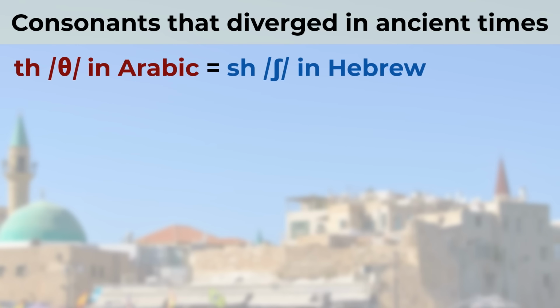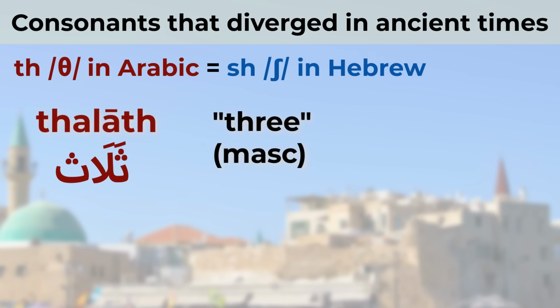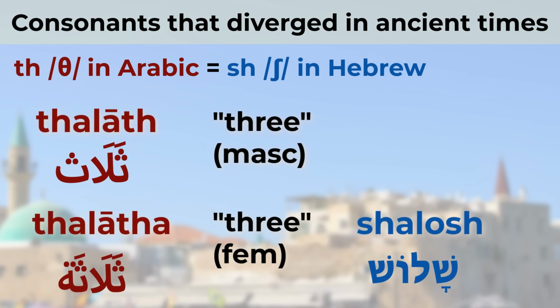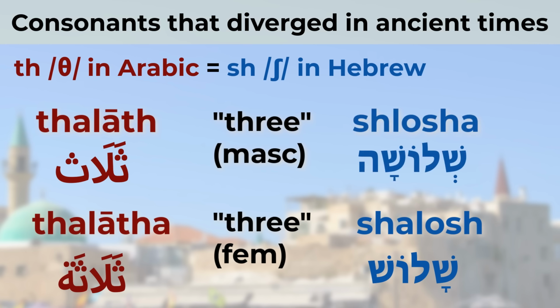Phonology. Because Arabic and Hebrew both developed from the same ancestor language, their phonology, meaning their pronunciation system, is fairly similar. Most of the consonants in either language have direct equivalents in the other, but some consonants have diverged. For example, th in Arabic often corresponds to sh in Hebrew. The word for three in Arabic is thalath or thalatha, and in Hebrew it's shalosh or shlosha. But note that th in standard Arabic is usually t in colloquial dialects.